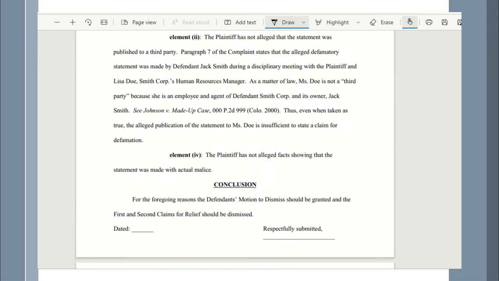Okay, so let's go back up and look at element 4. Here's what the defendants say. The complaint does not allege any facts demonstrating that the plaintiff was terminated in circumstances giving rise to an inference of discrimination. All right. Let's mirror it structurally and argumentatively, right? Counter argue. Okay, so let's find that here.